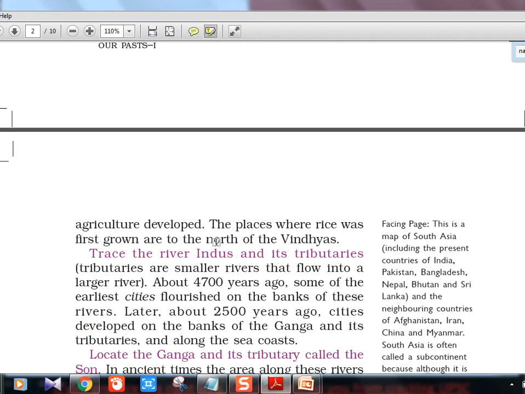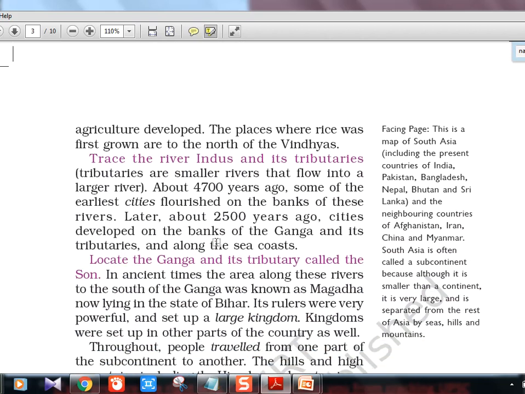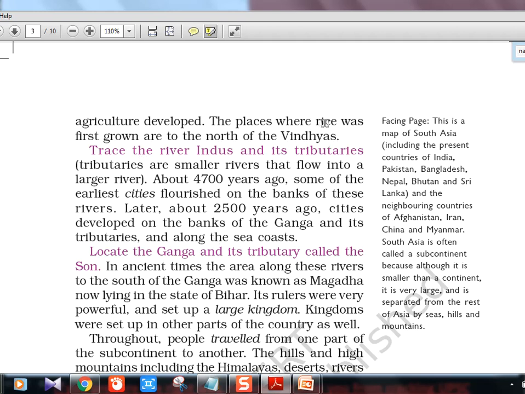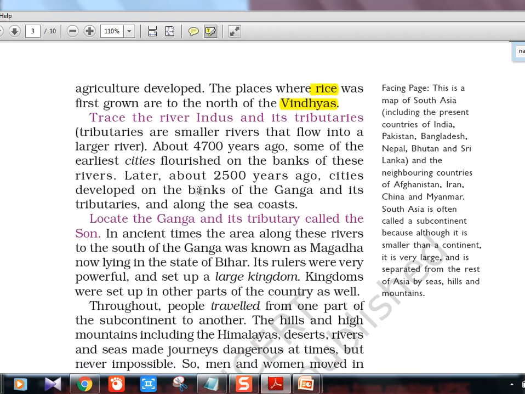So let's continue. Agriculture developed in that place, also Suleiman Kirtar, Narmada, and these places. Rice also was first grown to the north of Vindhyas. So you should know a little bit of history like this. And whatever is given on the right, you can also read. These are all map related things, but there will be some more important information in the next pages.